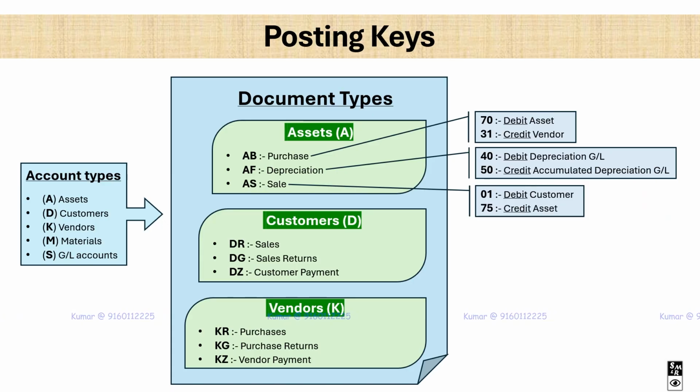So next is sale. When we sell the asset, debit customer, credit asset. For debiting the customer, posting key 01 is used, and to credit the asset, posting key 75 is used. This is normally given by default by SAP, but we can change these posting keys, and we can change the document types. Everything can be changed. Sorry, account types cannot be changed. Only the document types and the posting keys can be changed.